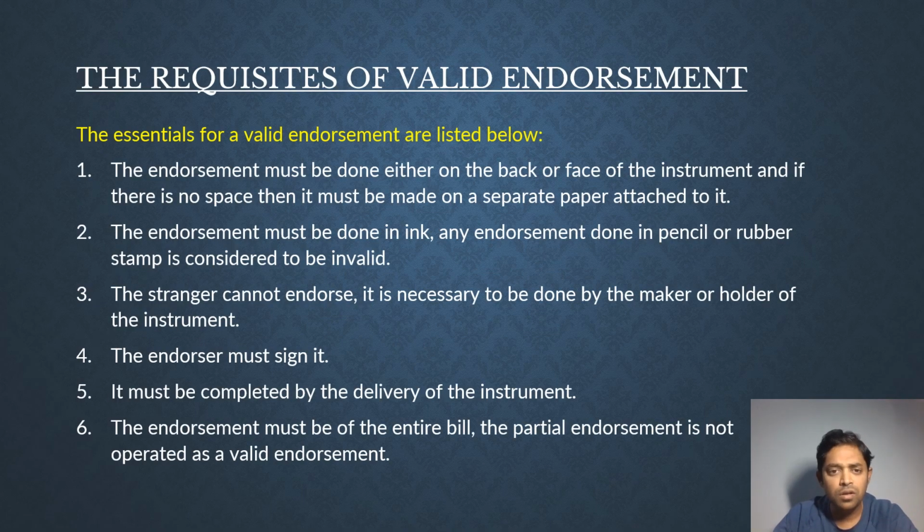The requisites of a valid endorsement. The essentials for a valid endorsement are listed below. The endorsement must be done either on the back or face of the instrument, and if there is no space, then it will be made on a separate paper attached to it. The endorsement must be done in ink. Any endorsement done in pencil or rubber stamp is considered to be invalid.